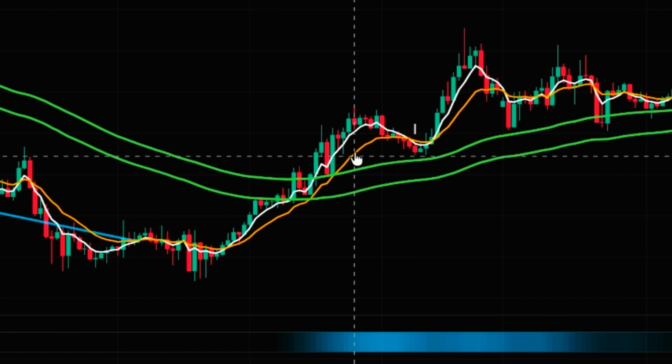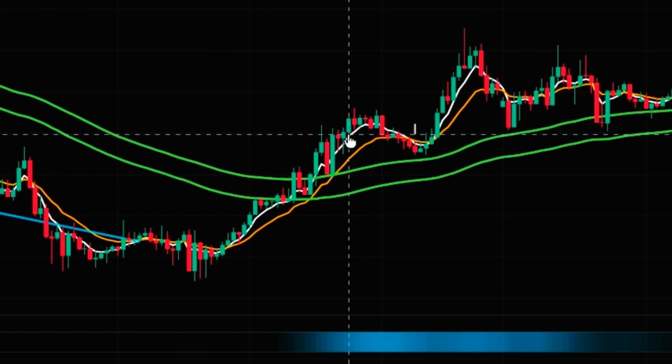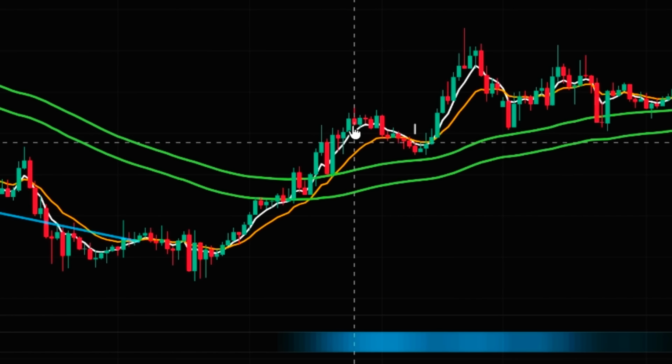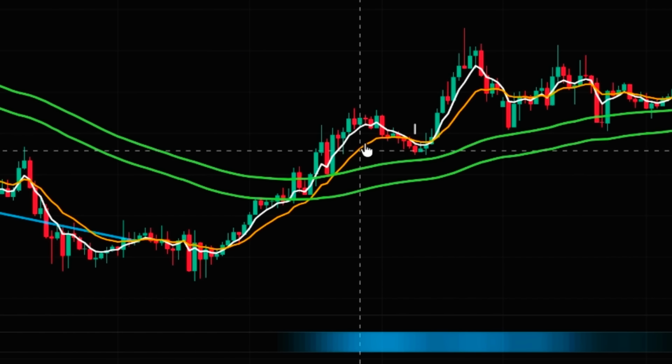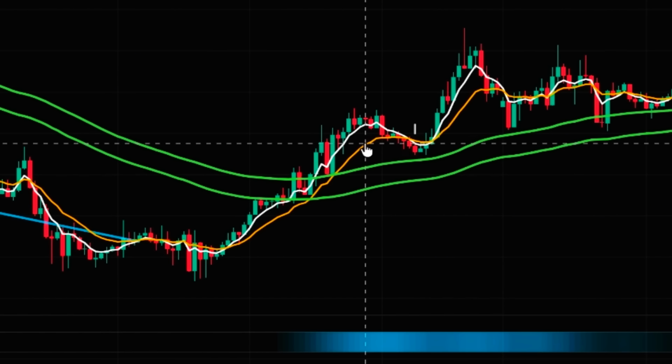The orange line and the white line, both of them are also above the green channel, and the white line is also above the orange line, and this shows that the shorter term momentum is also up. Now we want to find a low risk trading opportunity to enter a trade.